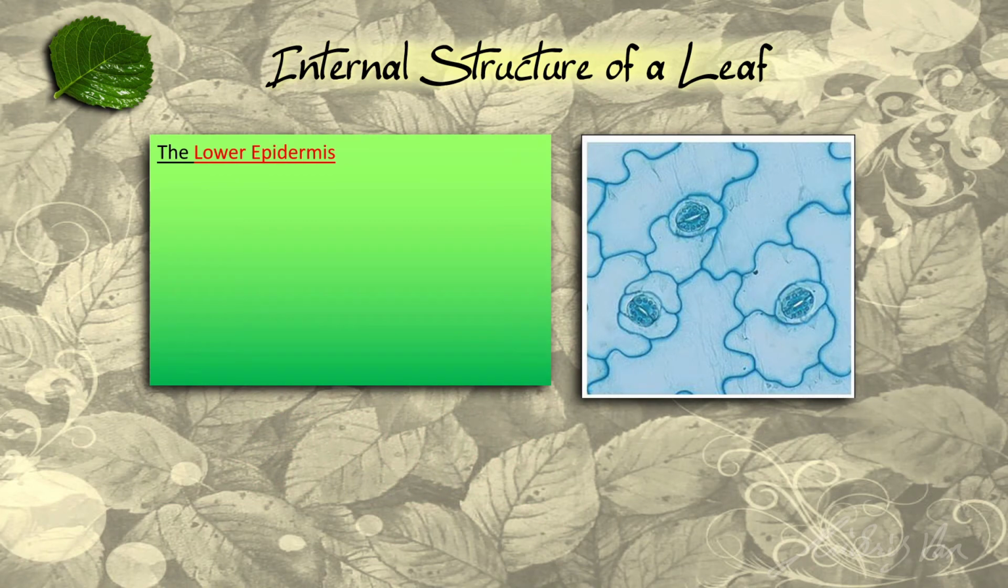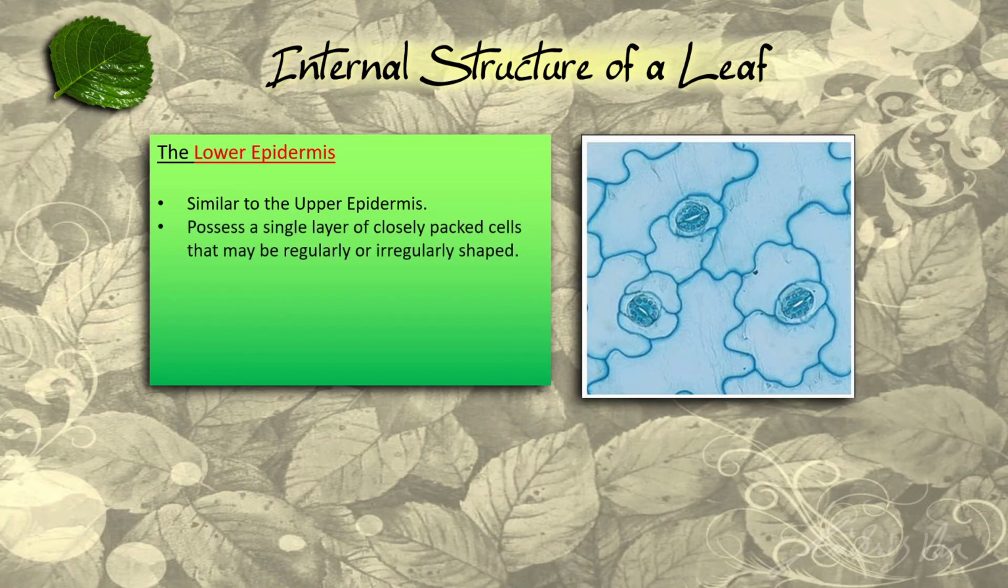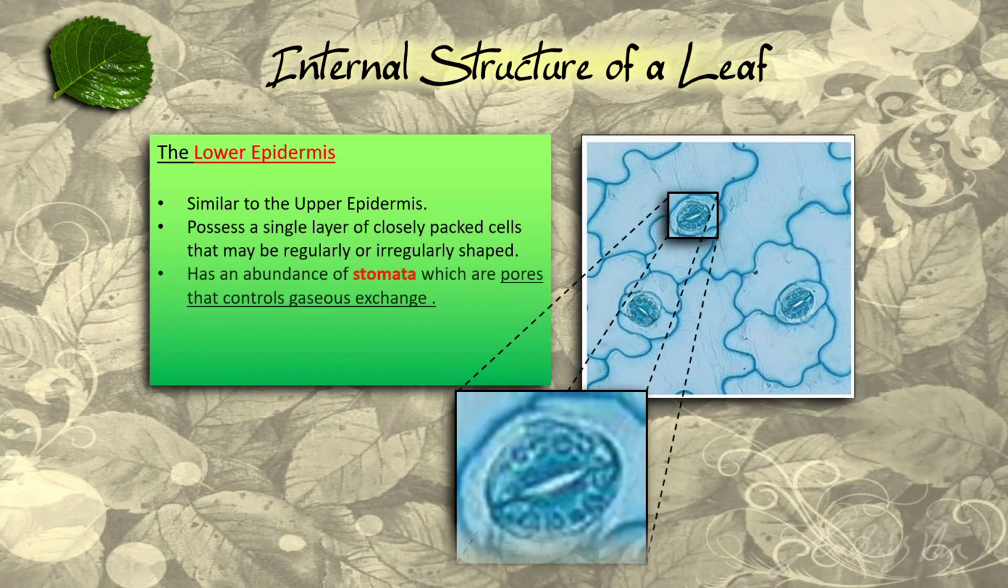The lower epidermis is similar to the upper epidermis. The cells can be closely packed, regular or irregular in shape. And as mentioned, stomata are found in the lower epidermis of the leaf. These stomata are actually pores or holes that allow carbon dioxide to diffuse in as well as oxygen to diffuse out. The singular is stoma, and each stoma is surrounded by a pair of cells known as the guard cells.